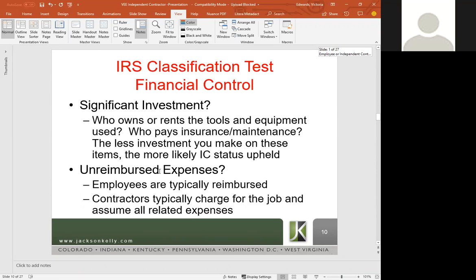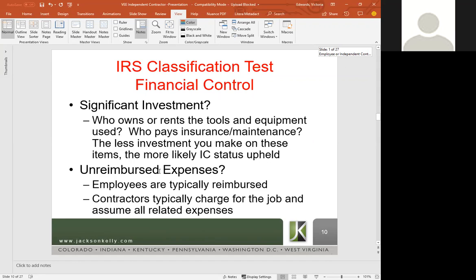Okay, the second category, financial control. So significant investment. The marker is the more you're investing in tools or insurance or perks on an individual, the more likely they're going to be considered an employee versus an independent contractor. An independent contractor will come in typically with their own tools, equipment, and with their own insurance. And that's something that should be expressly stated in the independent contractor agreement.